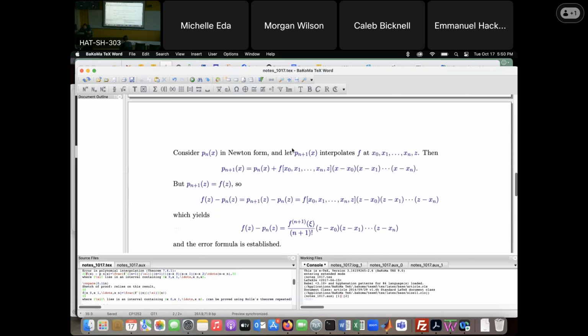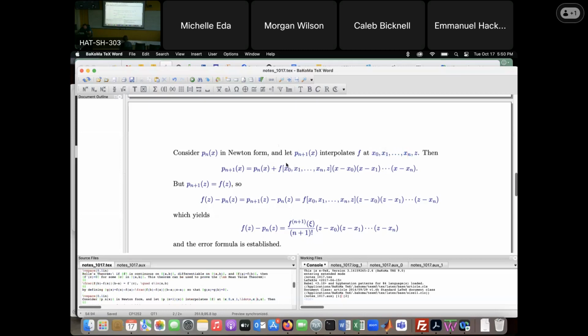Okay. So, all right. This is the topic that came up on the midterm about the Newton form. What do we like about the Newton form compared to the other forms? Can be updated. Yes. Easily. And that's exactly what happens here. So here's Pn of x in Newton form, and that interpolates at x naught up to xn.